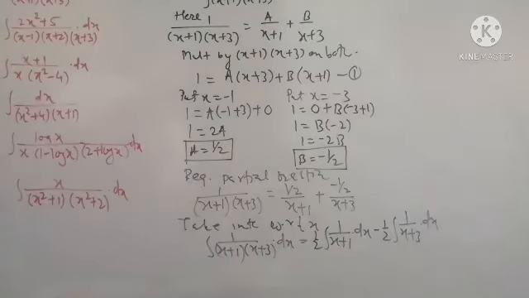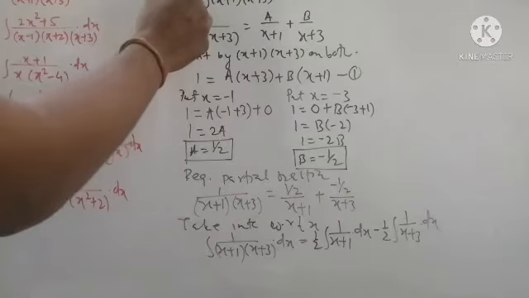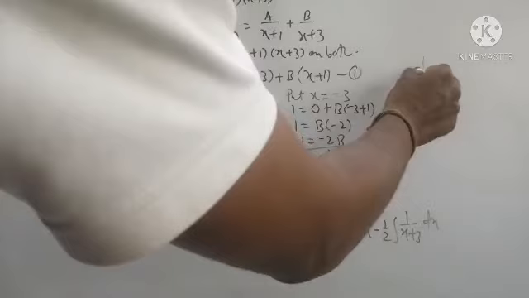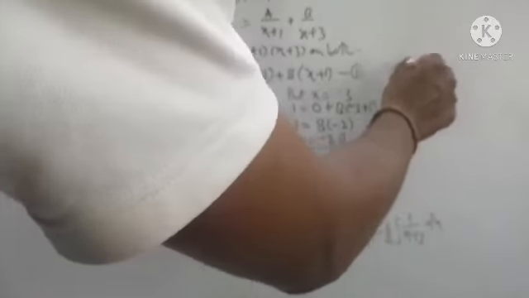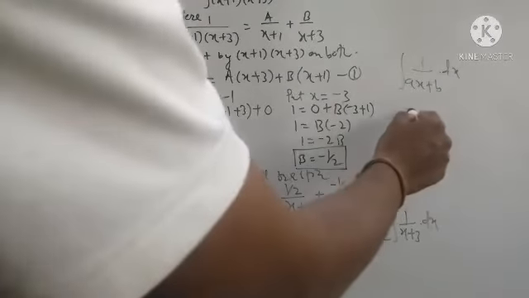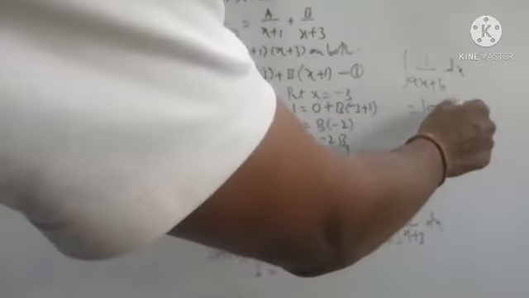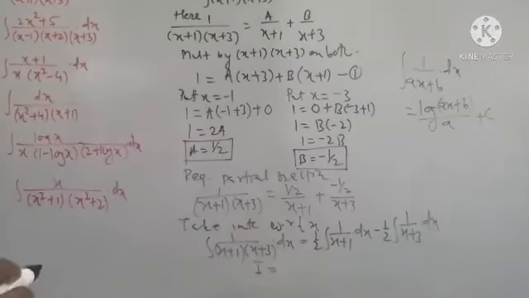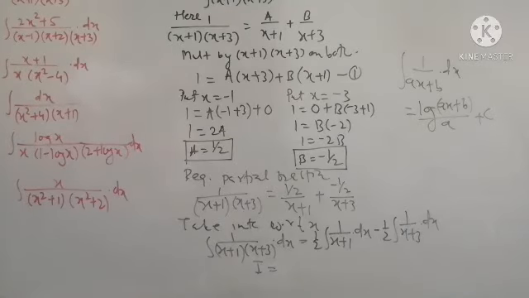Now evaluate the integrations. This integration we denoted by I. In the first term, the integration of 1 upon x plus 3 dx is I on the left hand side. On the right hand side we have a simple integration, as these integrals are in the form 1 upon ax plus b. We know that when there is 1 in the numerator and the denominator is a linear term of x, its integration is always the log of the linear term, that is log of ax plus b divided by the coefficient of x, a, plus c. Remember this part. Using this formula you can evaluate the integration.